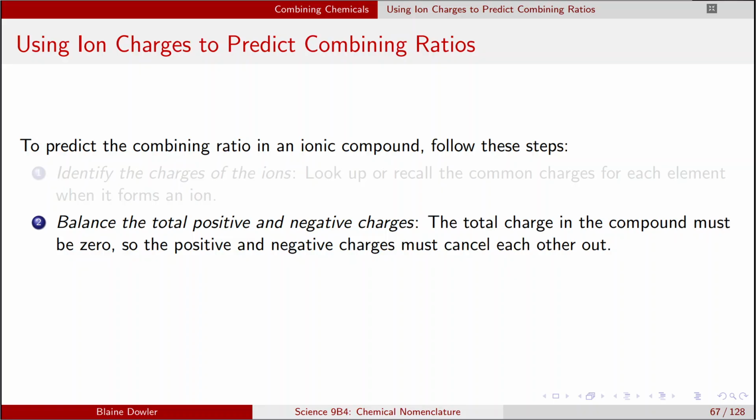You balance the total positive and negative charges. The total charge in the compound must be 0. The positive and negative charges must cancel each other out.